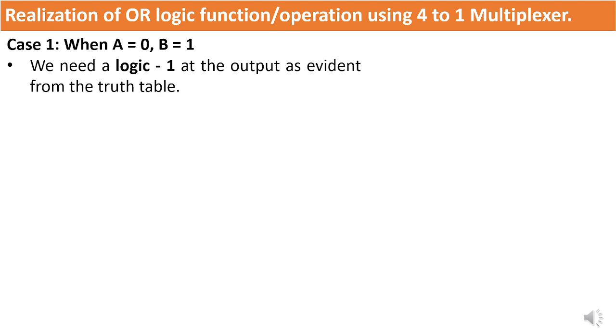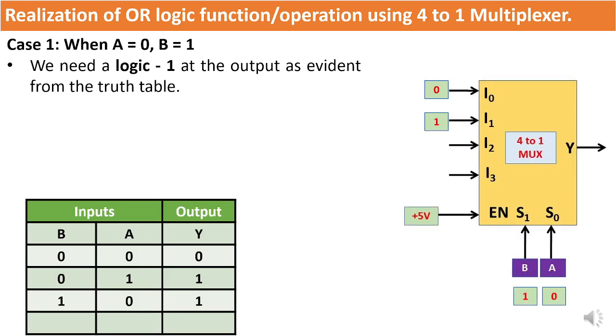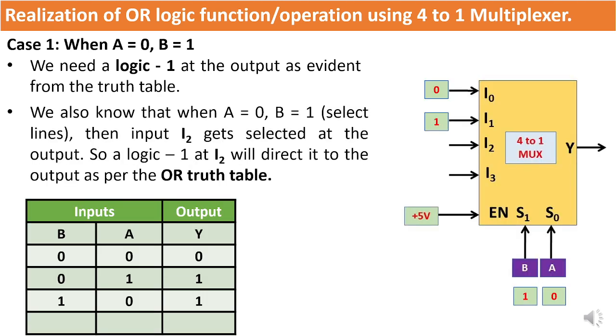When A equals 0 and B equals 1, a logic 1 is required at the output as evident from the truth table of the OR gate. We also know that when the select lines A equals 0 and B equals 1, the input I2 gets selected at the output. So, a logic 1 at I2 will direct it to the output as per the OR truth table.